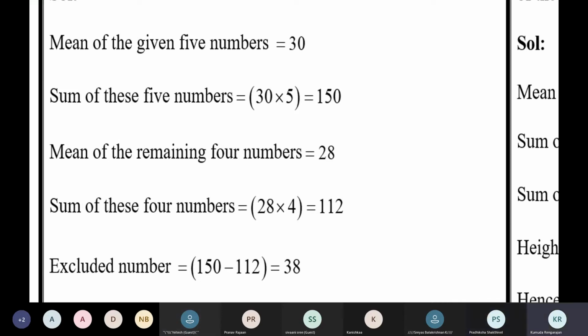Mean of 5 numbers is 30. So when you multiply mean and the value of n, you know the sum of all the observations is mean into number of observations. So 30 into 5, 150 is the sum of the 5 numbers. Then one number is removed and the mean of the remaining 4 numbers is 28. So 28 into 4 is the sum of the 4 numbers. So that excluded number will be 150 minus 112.